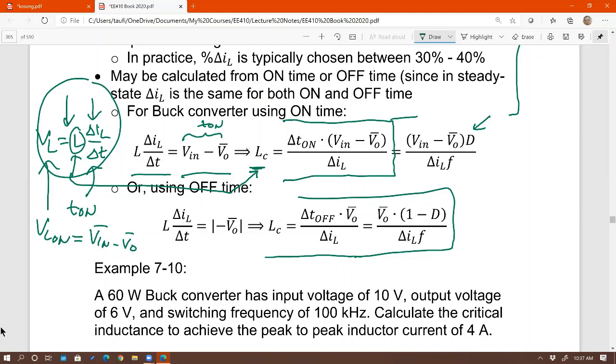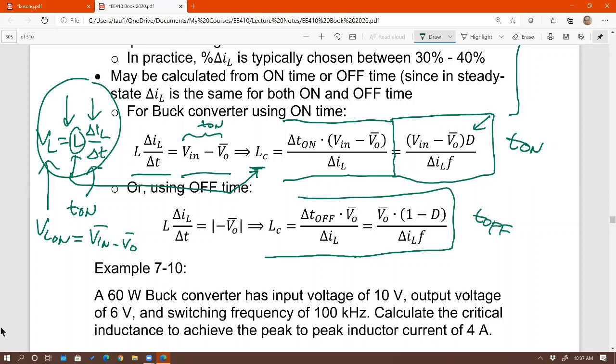I should probably box in this one too, right? This is from on, this is from off, right? So just remember VL is equal to L delta IL over delta T, which you've heard thousands of times during your EE career here at Cal Poly. Just remember VL is equal to L delta IL over delta T, and then solve for L. And then the rest is just a matter of finding out what VL is, and then determining what delta IL you want to get.